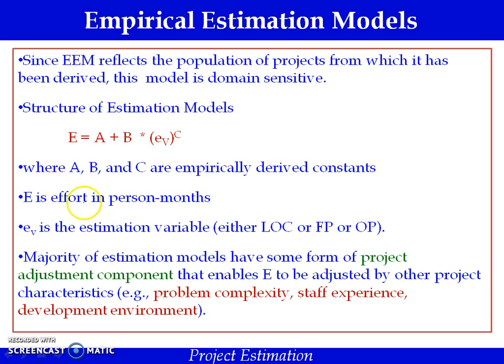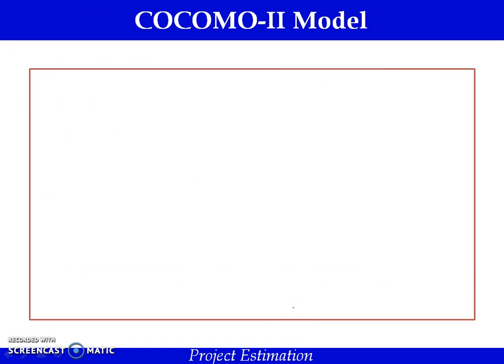But the majority of estimation models have some form of project adjustment component that enables E to be adjusted by other project characteristics like problem complexity, staff experience and the development environment. So if complexity is more, E has to be given more weightage, more effort will be required. If staff experience is more, productivity will be high. If the development environment is good, productivity will be high. So these are all called project adjustment components.